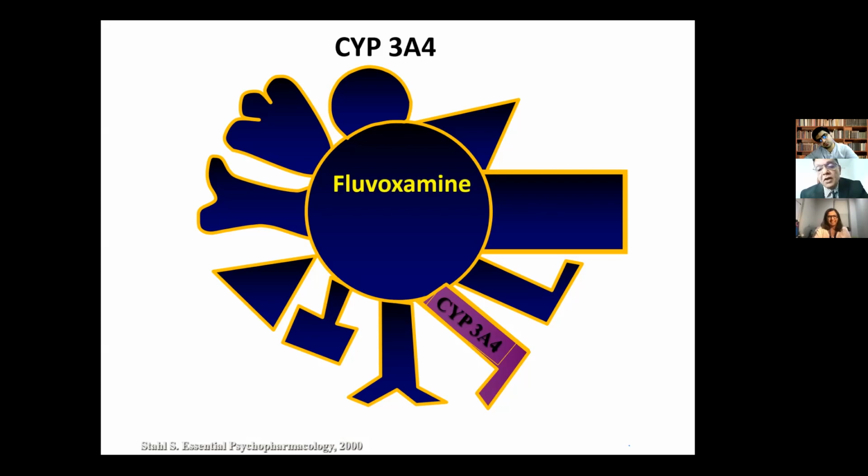So 3A4, fluvoxamine. We talked about that. Fluvoxamine inhibits 3 cytochrome enzyme systems. One of them is 3A4. And then remember, fluoxetine.